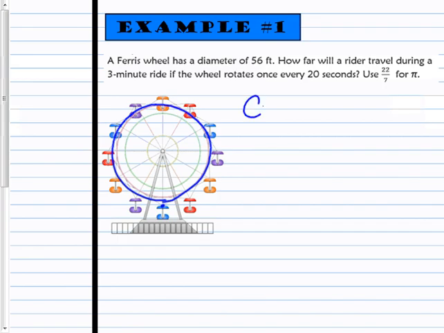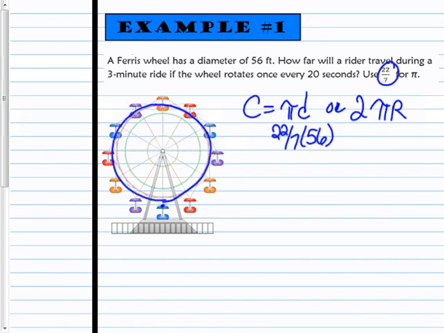So the formula for circumference is pi d, or 2 pi r. Nothing wrong with just using pi d, especially since they gave us the diameter, and they specifically told us to use 22/7 for pi. So the circumference is 22/7 times the diameter, which is 56. And when you work this out, the circumference is 176 feet. So if I were to go on the Ferris wheel one time around, I would travel 176 feet because that's the circumference of the Ferris wheel.